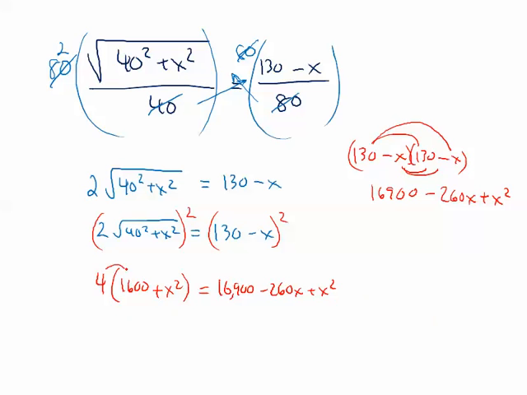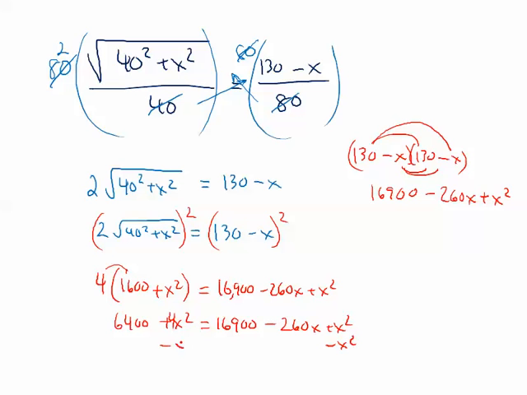Alright, still not done yet. 6,400 plus 4x squared. Alright. Still going. So what do we want to do? I think we want to set equal to 0 and factor, is that right?